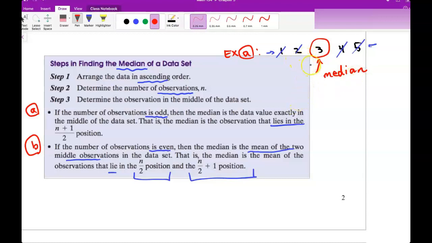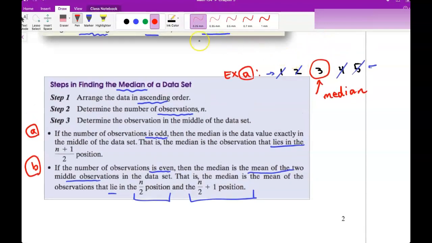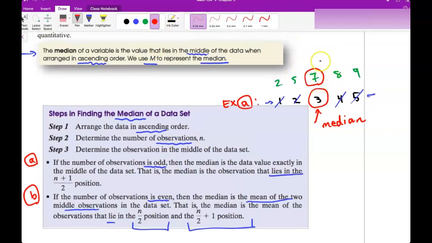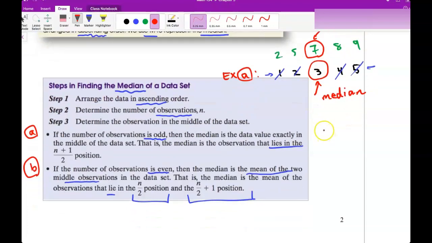Now finding the position of that one. This is in third place. It's not because I have this 3 here. This is third place: this is first, second, third. We may have different numbers here. What if we had 2, 5, 7, 8, 9? Then again, what we have in between is the median, and again that is in third place.